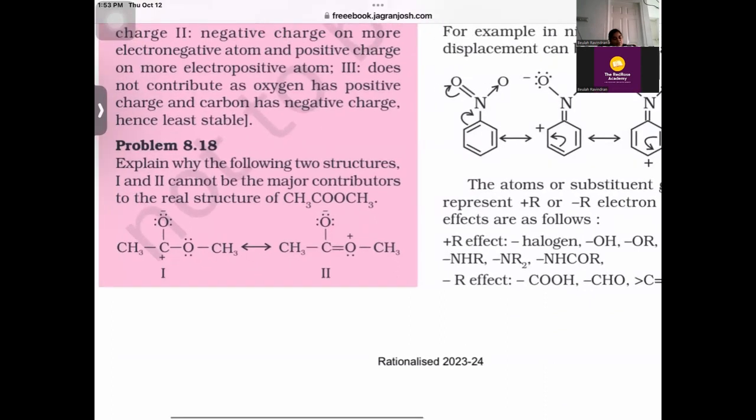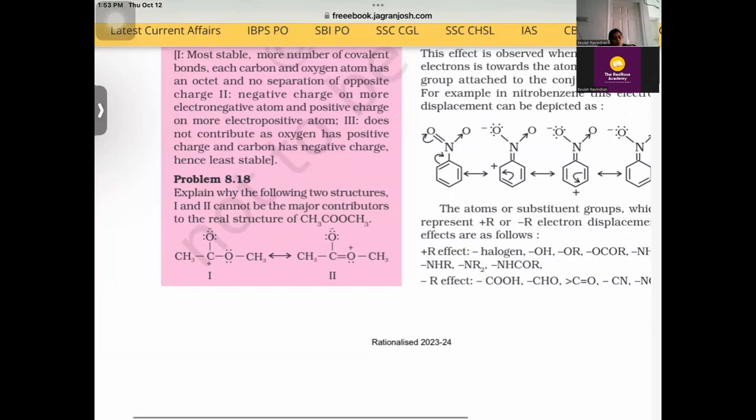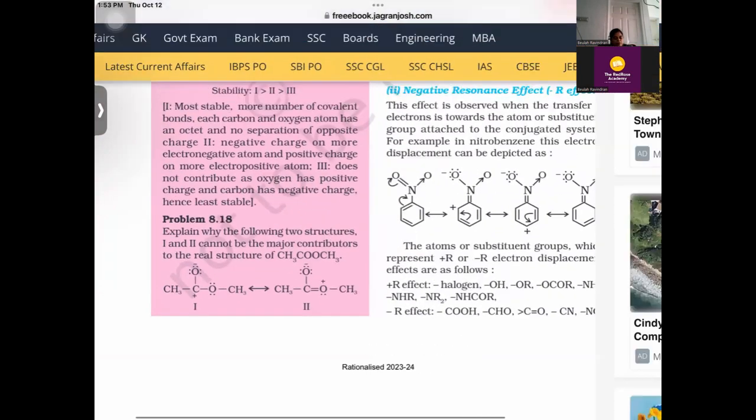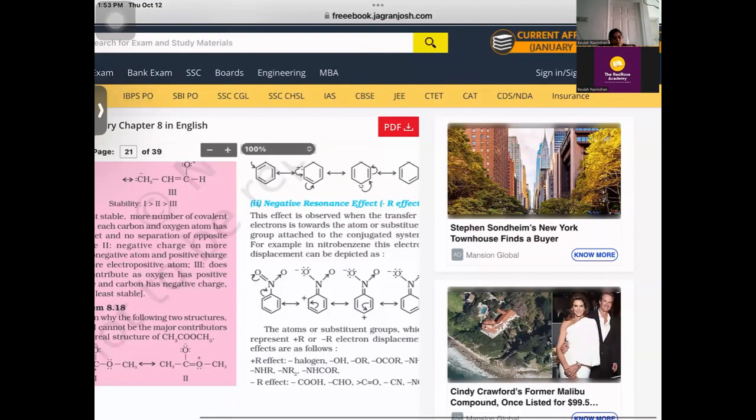In the same way you can see this structure also. See through this first and second structure of the CH3COOCH3 ester.